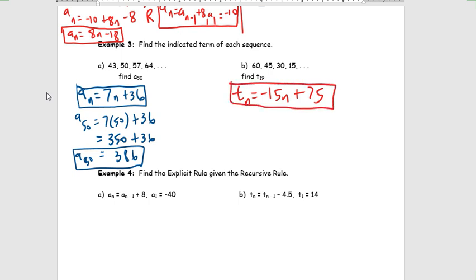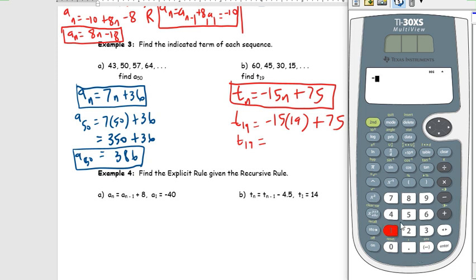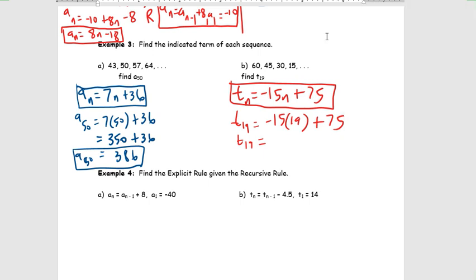And if I want term 19, I'm just going to plug 19 in. So t sub 19 equals negative 15 times 19 plus 75. T sub 19 equals, let's plug that in our calculator, negative 15 times 19 and plus 75. So what does that give us? That gives us negative 210. So t sub 19 is negative 210.